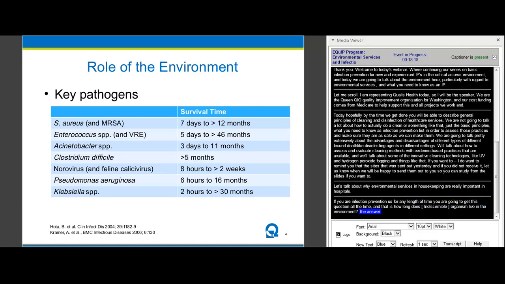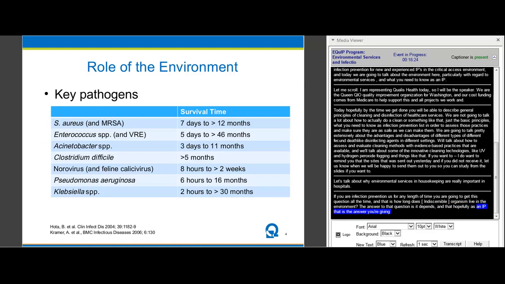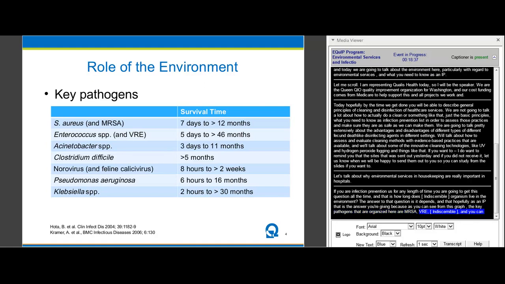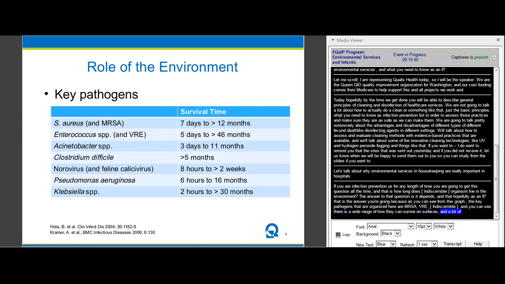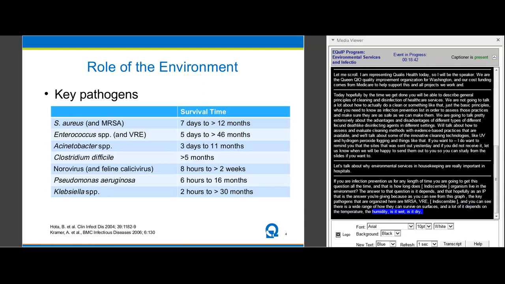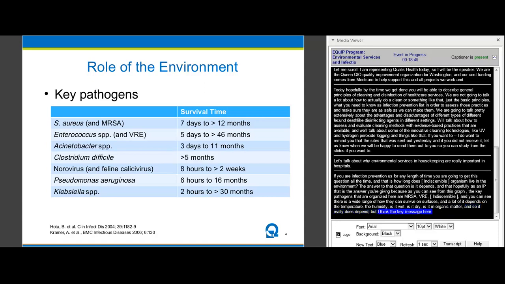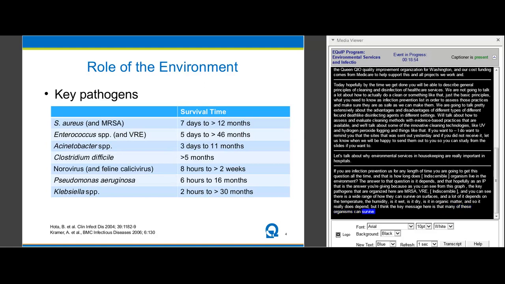Because as you can see from this graph, the key pathogens that are organized here, MRSA, VRE, Acinetobacter, C. difficile, you can see there's a wide range of how long they survive on surfaces. And a lot of that depends on the temperature, the humidity, is it wet, is it dry, is it in organic matter, is it in a spore form? So it really does depend. But I think the key message here is that many of these organisms can survive a long time on surfaces, and it's really important that we make sure that we are cleaning those as often as we possibly can.